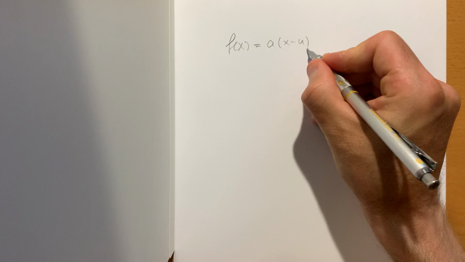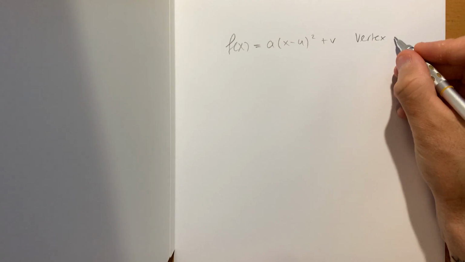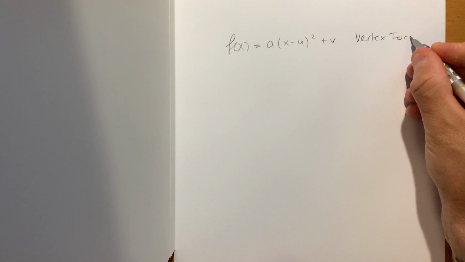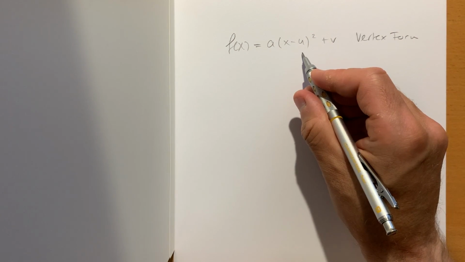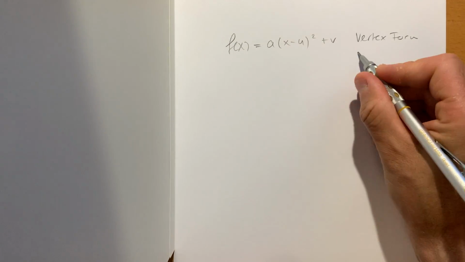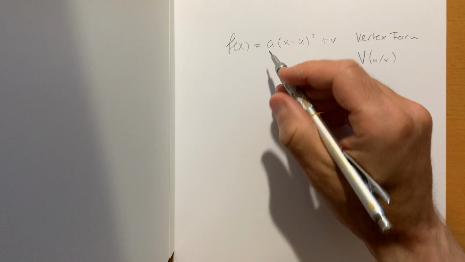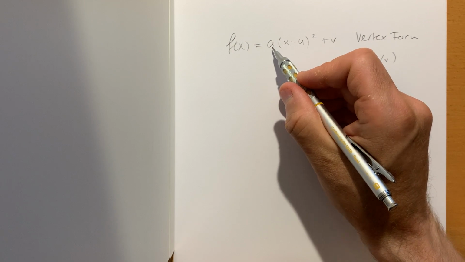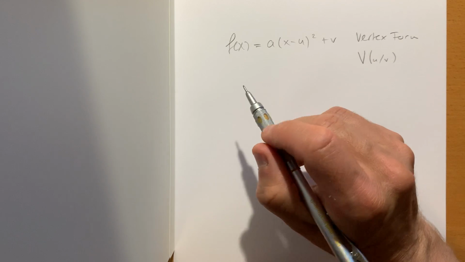a(x - u)² + v, vertex form. It's called that because we can read the vertex of the function right away. We know the vertex is (u, v). a tells you whether the graph is happy or sad, a vertical stretch or a vertical shrink.